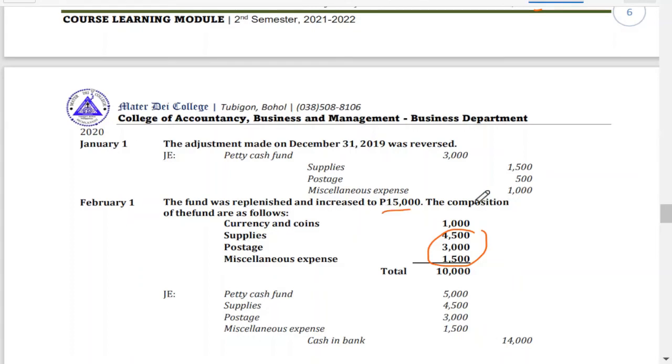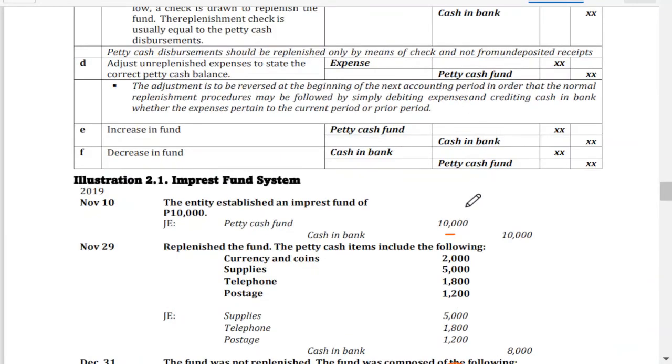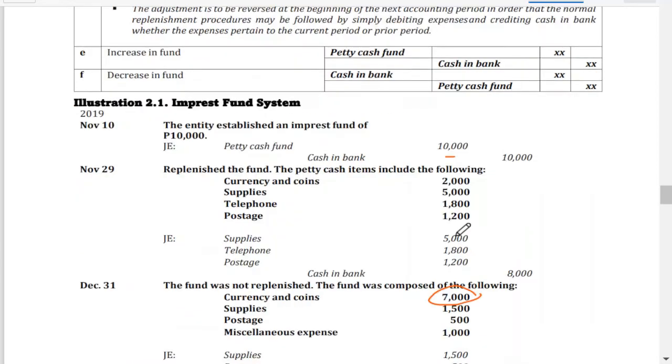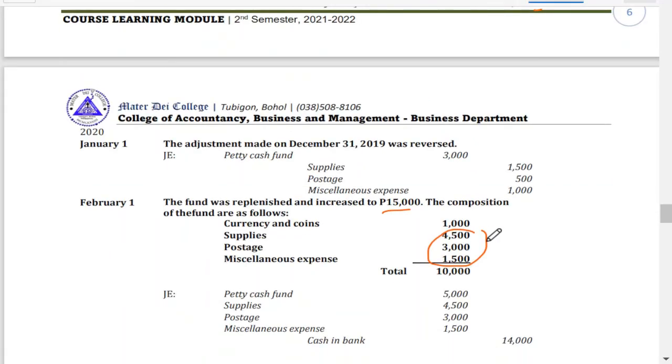So, diba previously, magkano yung petty cash fund? Diba 10,000? 10,000 siya. And then, gusto natin gawing 15. So, magkano yung kulang? So, kulang ng 5. So, dadagdagan natin siya ng 5. So, 9,000 plus 5,000 is 14,000. So, 14,000 yung i-adjust. Or pwede rin na yung target natin is 15,000 tapos merong balance na 1,000.